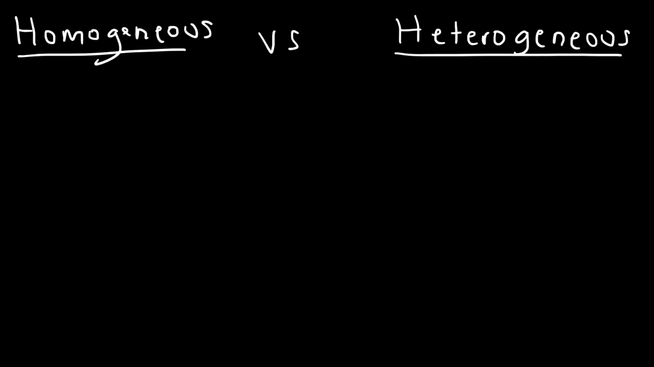A homogeneous mixture has uniform composition. The composition is the same everywhere in the mixture. And a heterogeneous mixture is not the same. The composition can vary by position.